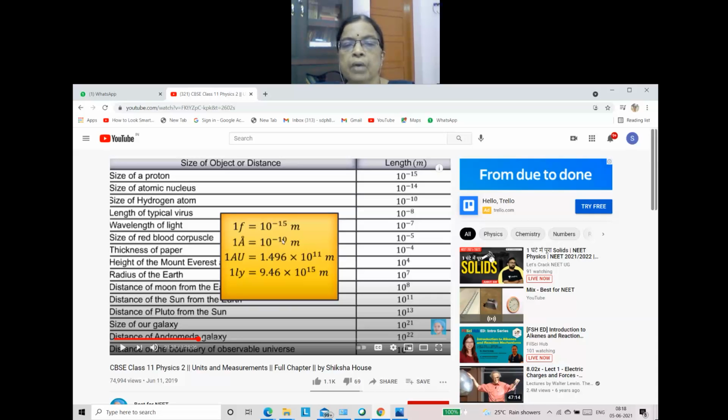So conversion we must know, because when we do problems, we have to convert all quantities into SI system. Sometimes they will give in Fermi, but you have to convert into meter. So you should know the conversion between them. 1 Fermi, 10 raised to minus 15 meter. 1 angstrom, 10 raised to minus 10 meter. 1 AU, 1.496 into 10 raised to 11 meter. 1 light year, 9.46 into 10 raised to 15 meter.